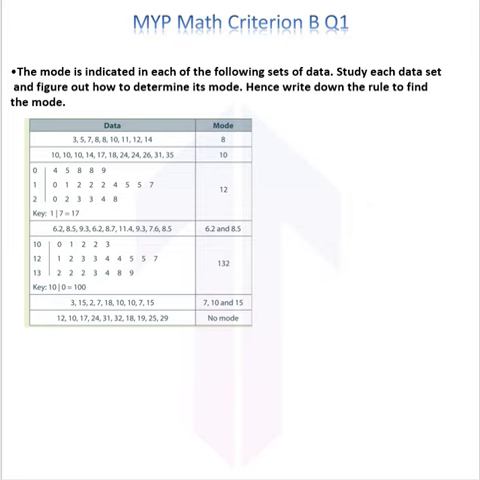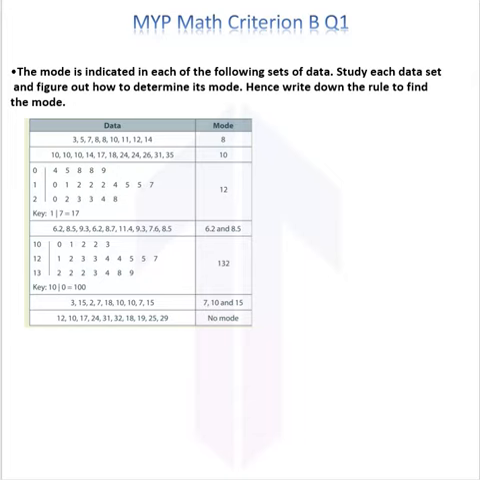First question. The mode is indicated in each of the following sets of data. You study each data set and figure out how to determine its mode and hence write down the rule to find the mode. So as we can see, actually the mode is something which tells us what values we are most likely to find when we sample a set of data.